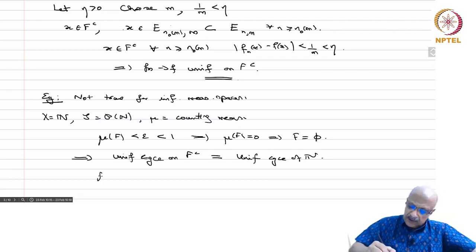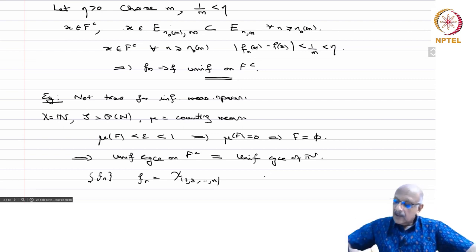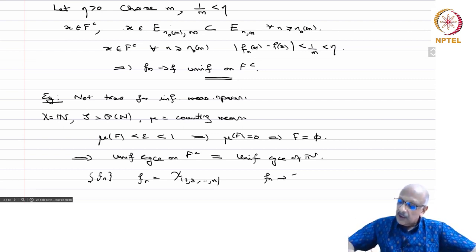So now you look at f_n. f_n equal to chi of {1, 2, up to n}. Then f_n converges to f, which is identically equal to 1.